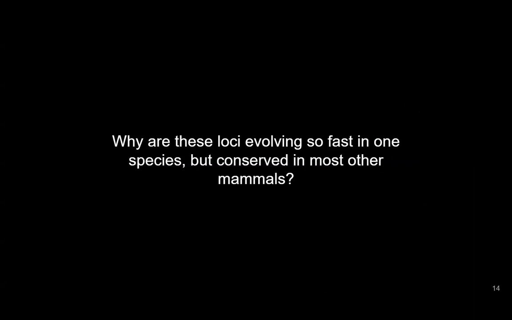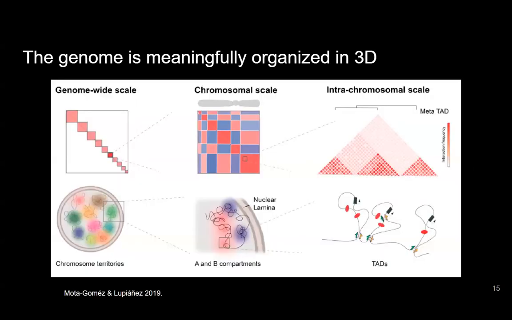And so the question still remains, why are these loci evolving so fast in one species but conserved in most other mammals? And so it's been known for decades that the genome is meaningfully organized in 3D, but this has really caught on in the past 10 years or so. People have really started to investigate it using next-gen sequencing.